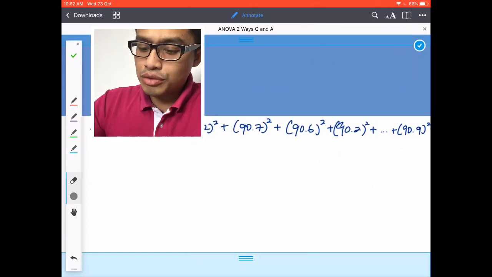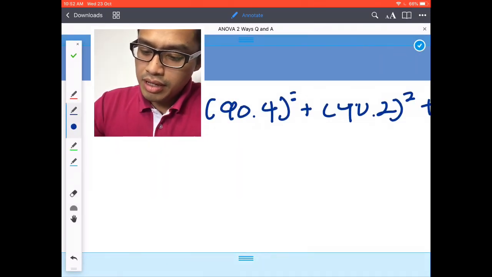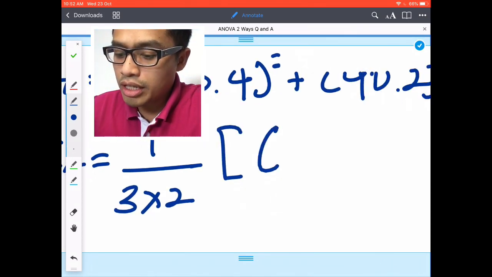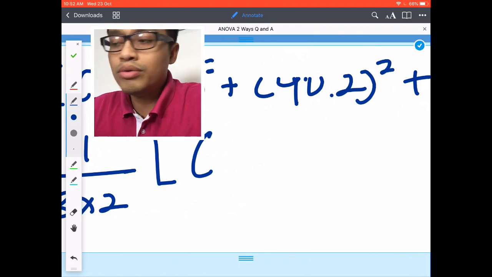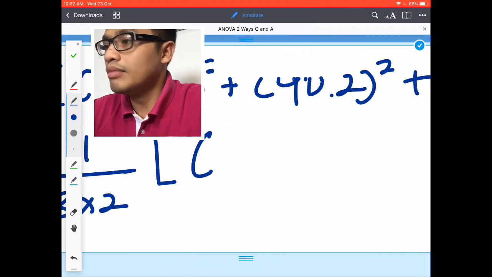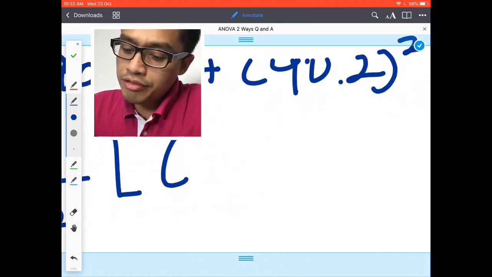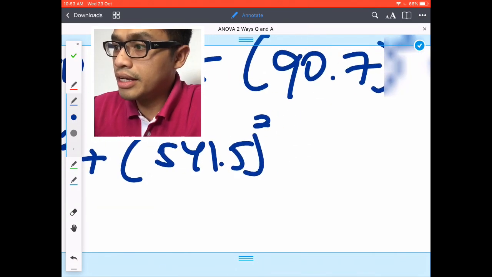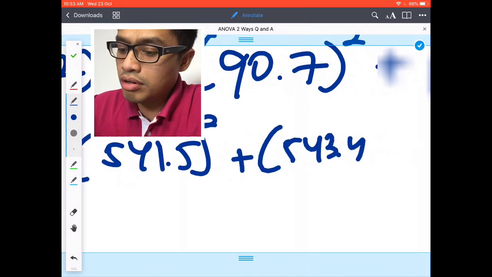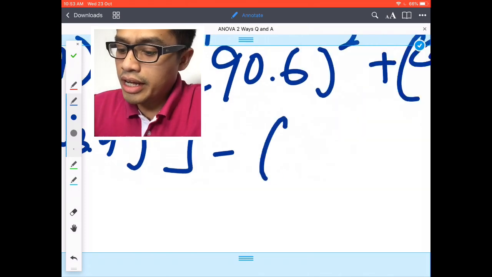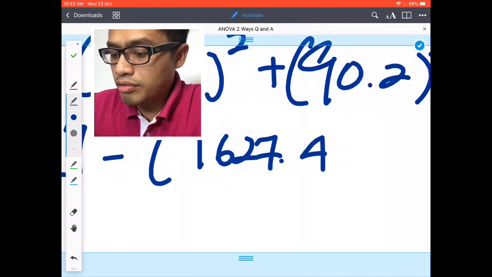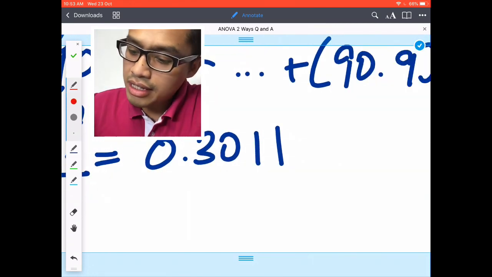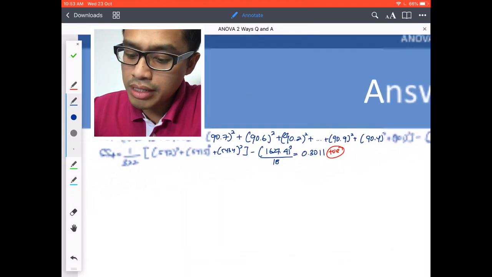All right, so next is to calculate SSA. SSA, 1 over 3 times 2, a square bracket. So for A, you take all the rows: 542 squared plus 541.5 squared plus 543.4 squared. Close it. Minus the grand total, 1627.4 squared divided by 18. You have 0.3011, and this is a positive value. Okay, it's small but still positive.